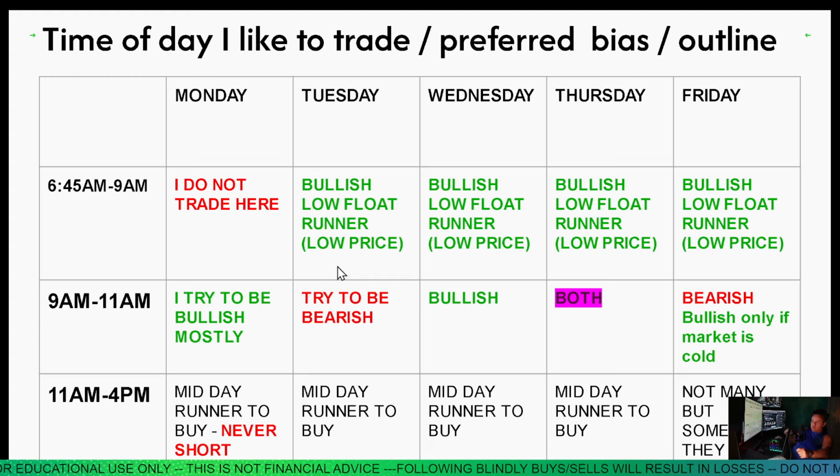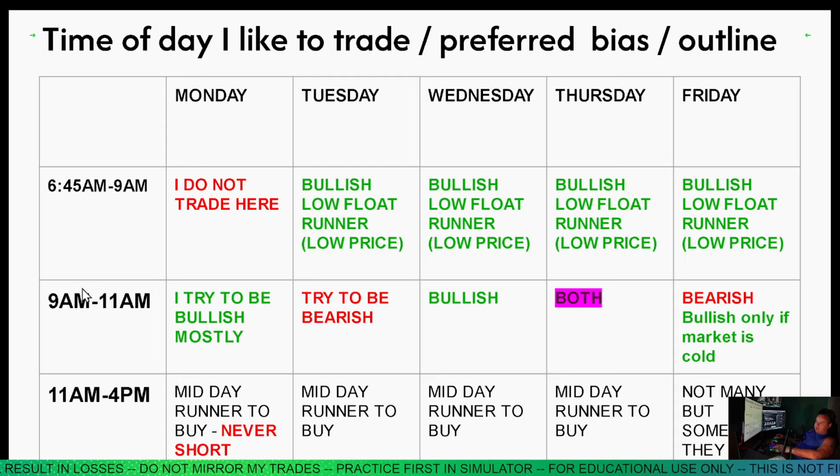This is a very important slide. A lot of traders show up on different days of the week, and they don't really understand how I like to work most days. As you can see, this is 6:45 to 9 a.m. On a Monday, I do not like to trade here. On Tuesday, I like to wake up between 6:45 and 9, and I like to buy low floats or low price stocks. I also like to do the same Wednesday, Thursday, and Friday.